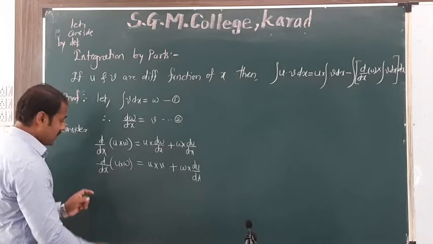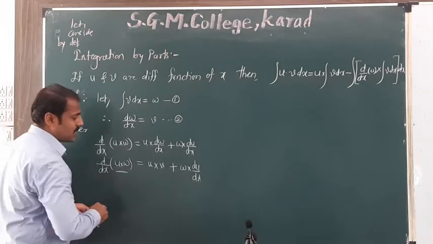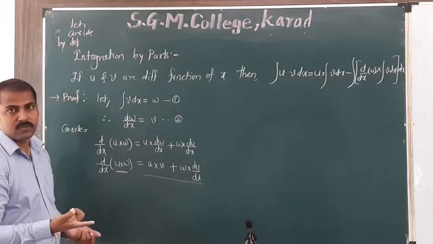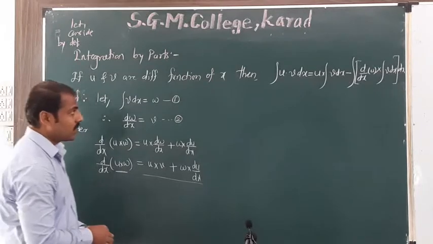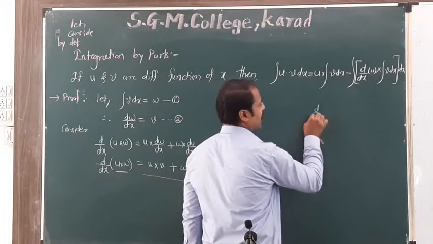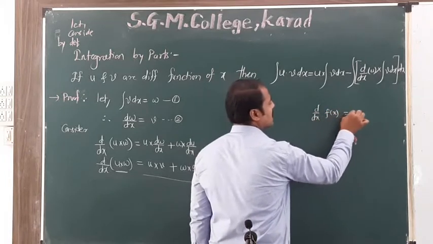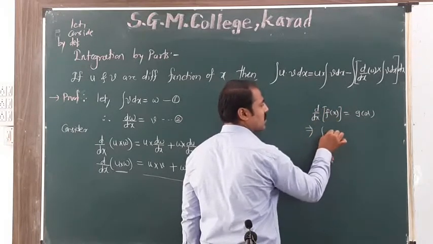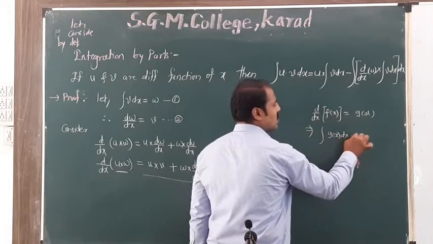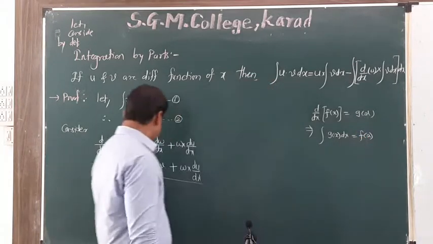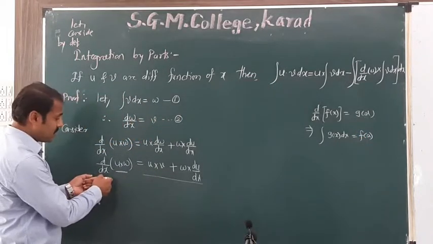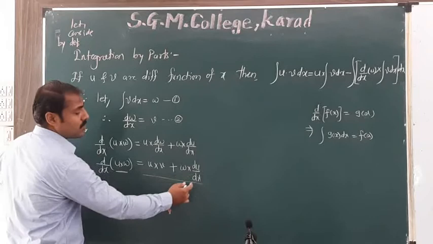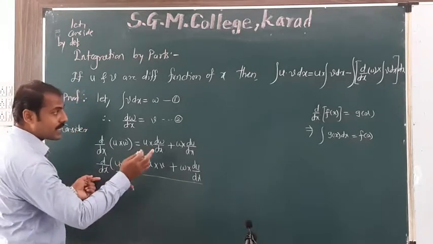Look carefully. The derivative of u into w is this function, so the integration of this function is u into w. We know that if d dx of f of x is equal to g of x, then the integration of g of x dx is equal to f of x. Similarly here, d dx of u into w is equal to u into v plus w into du by dx.